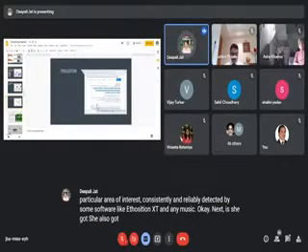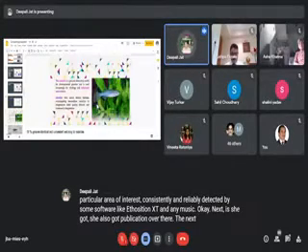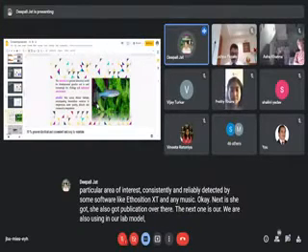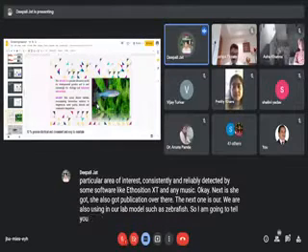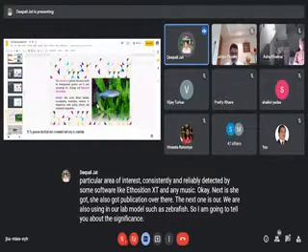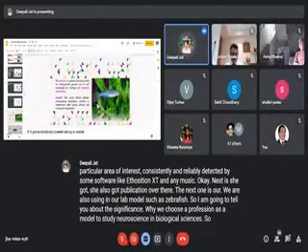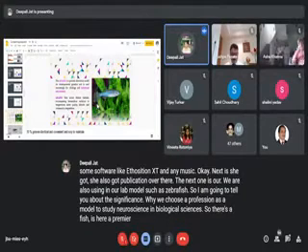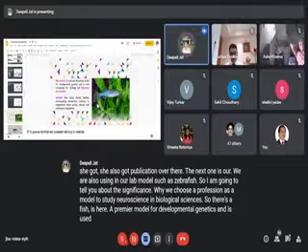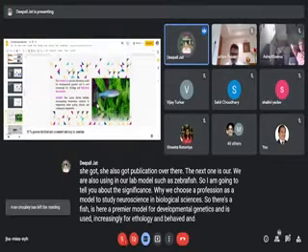The next one is that we are also using a model such as zebrafish in our lab. I am going to tell you the significance of why we choose zebrafish as a model to study neuroscience in biological sciences. The zebrafish is a premier model for developmental genetics and is used increasingly for ethology and behavioral neuroscience in the modern era.